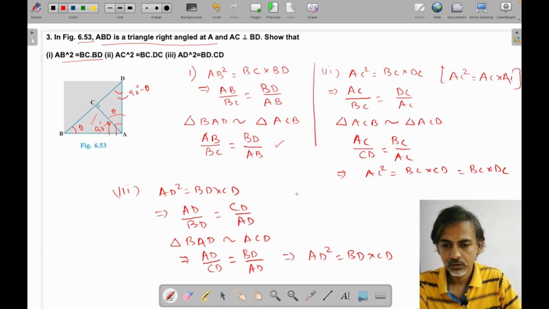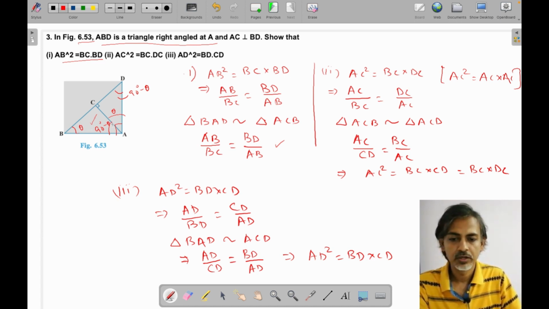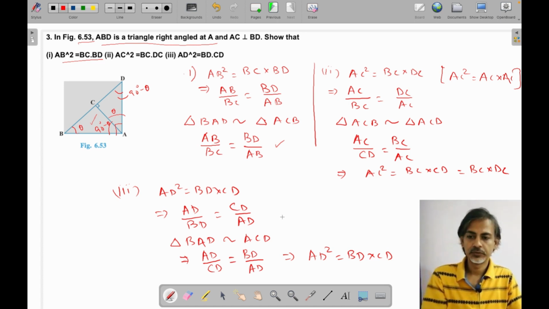So all these three questions are done using the similarity condition. Since these triangles are similar, we have arrived at these results. So we are done with all these three problems.